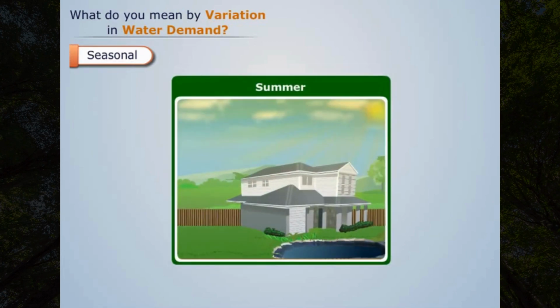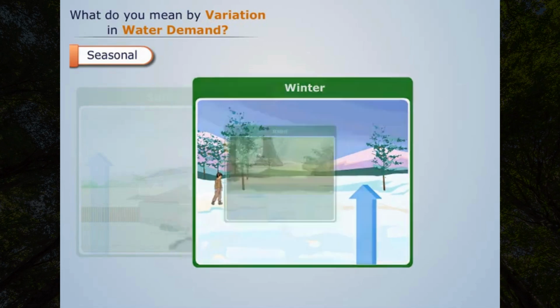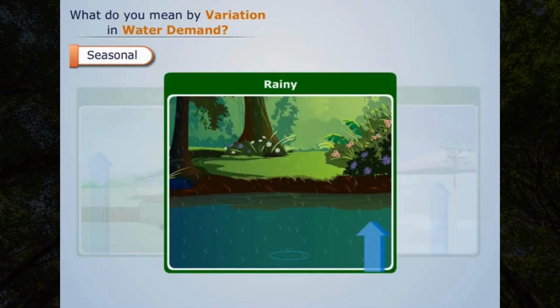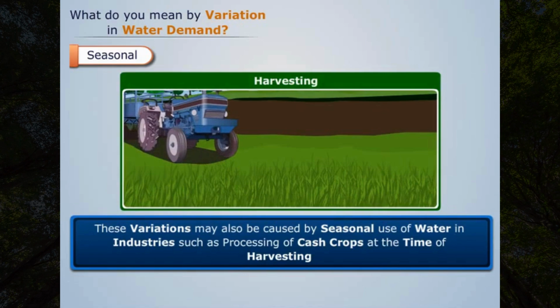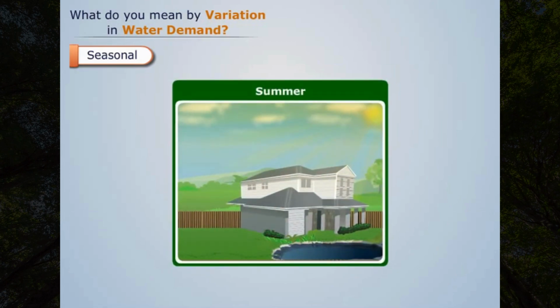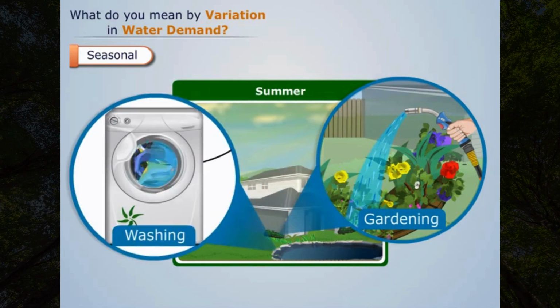Seasonal variations occur due to the large use of water in summer season, lesser use in winter, and much less in rainy season. These variations may also be caused by seasonal use of water in industries such as processing of cash crops at the time of harvesting. Such variations are more in a hot country rather than in cold country. During summer season, people use more water in watering gardens, washing, and for sprinkling purposes.